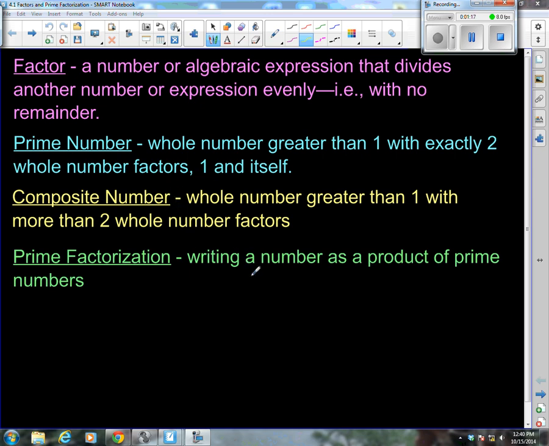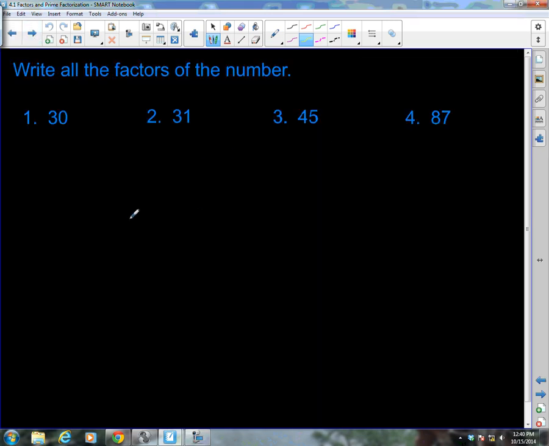Prime factorization, that's writing a number as the product of prime numbers. You've done that before, but it just helps to know the definition. Okay. So when we're writing factors of a number, we're going to look at 30, and I call this a T-chart. And we basically use the T-chart to write factors. So I'm just going to write the pairs of numbers that multiply to be 30.